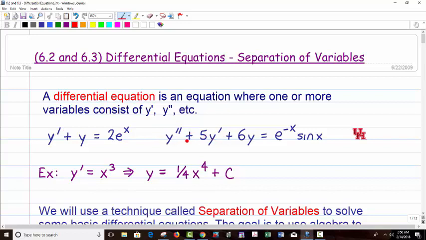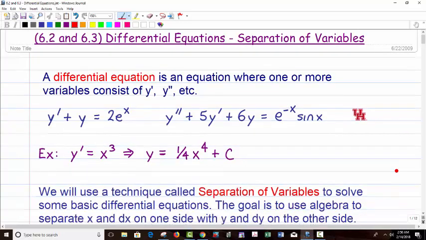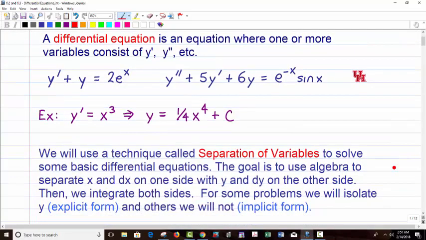So the one on the right says you're trying to find y such that y double prime plus 5 times y prime plus 6 times y itself would equal e to the negative x sine of x. And actually, anytime you're doing an antiderivative, you are solving a very elementary differential equation. So in other words, if you have y prime equals x cubed, you take that antiderivative, turns it into y, and that gives you 1/4 x to the 4th plus c. So obviously, you can't build an entire differential equation course just on that. So you've actually been solving them and not even realizing that's what it was.